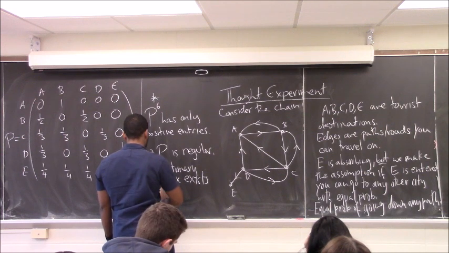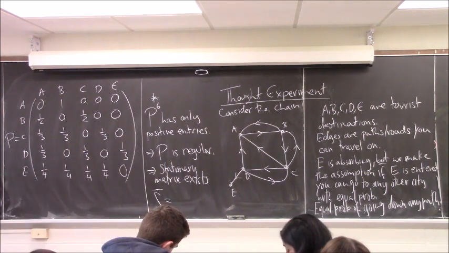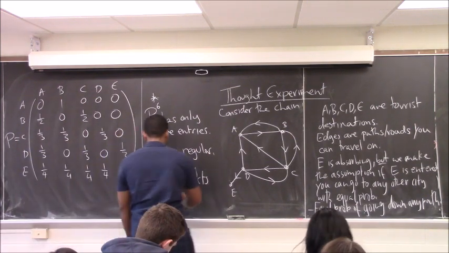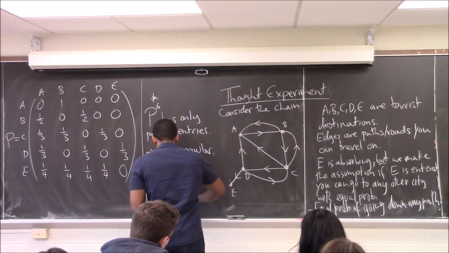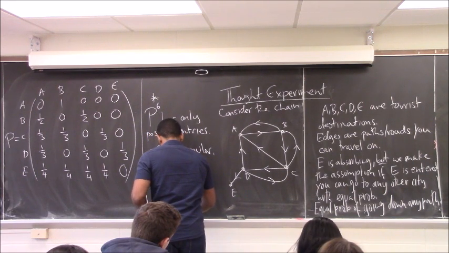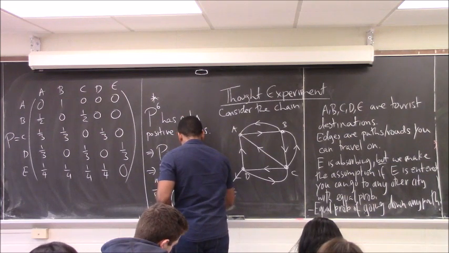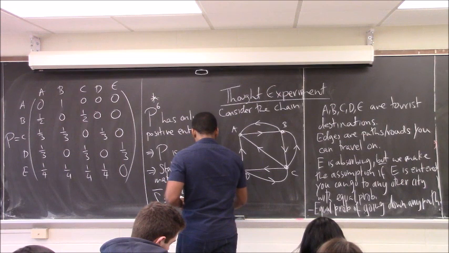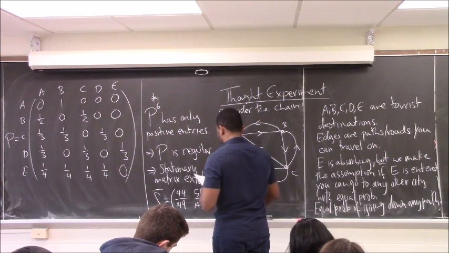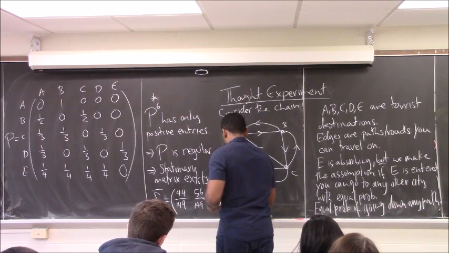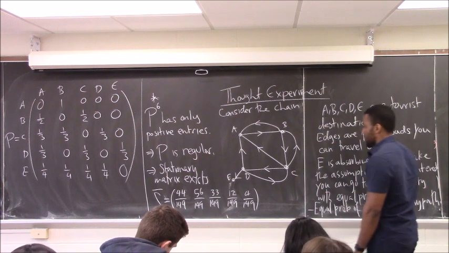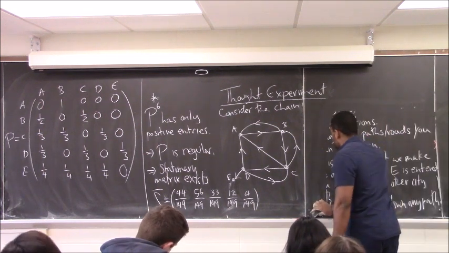In fact, I actually computed it again using Wolfram Alpha because the point is not to actually do the calculations, but for you to actually see this cool application. 44 over 149, 56 over 149, 33 over 149, 12 over 149, and this is 4 over 149. So now the question is, how can that matrix be interpreted?